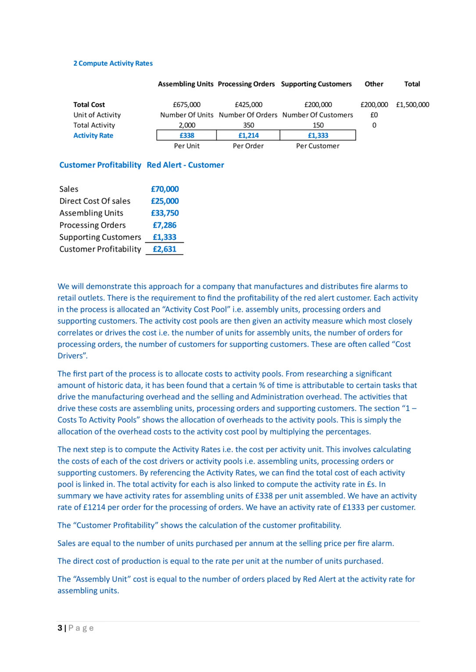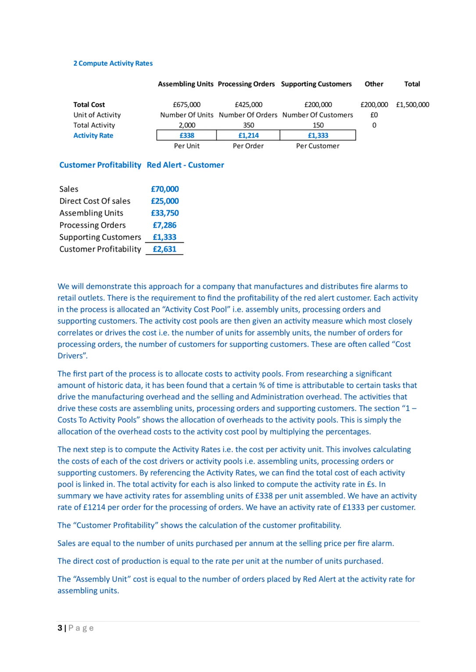Next, we calculate the cost per unit of activity, called the activity rate, by dividing the total cost allocated to each activity by the total activity volume. For example, £338 per assembled unit, £1,214 per order processed, and £1,333 per customer supported. With these rates, we then calculate the costs related to Red Alert's activity levels, like the total cost of assembling their units, processing their orders, and supporting them as a customer.